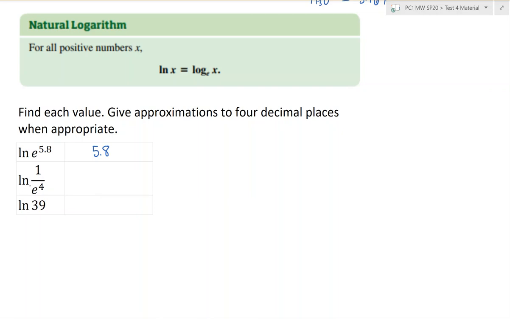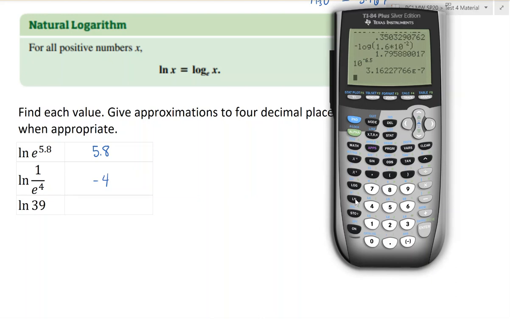What exponent do I put on e to make it 1 over e to the 4? That would be negative 4, causing that to go to the denominator. Here, you don't have an e in the 39, so you're going to use your calculator. Natural log of 39, and we get about 3.6636.